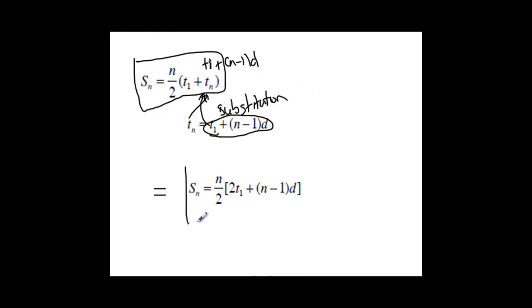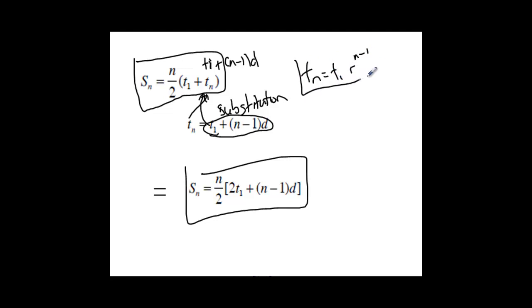So long story short, we now have 4 formulas. This is a formula, this is a formula, this formula right here is another one, and then there's also Tn equals T1 r to the n minus 1. I need you to be able to work with at least these 4 formulas for now, and you might have noticed on your formula sheet there's even more formulas than that, which we're going to get to.